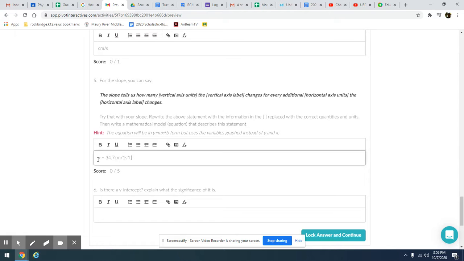Why is this an x here? Because that's what I call the position. Equals, here's my slope. Here's my horizontal variable name, time, plus the intercept is, what was it, 48.4. 48.4 centimeters. All right.